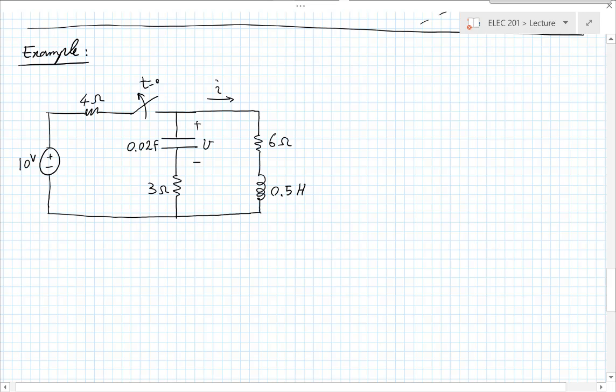So we had this circuit sitting for a very long time with the switch closed. This is t equals 0 up here. At t equals 0, the switch opens. So that branch gets disconnected. So we want to find I of t for all time. And if I say I of t question mark, I mean to imply for all time. So again, we had the circuit sitting for a long time with the switch closed.